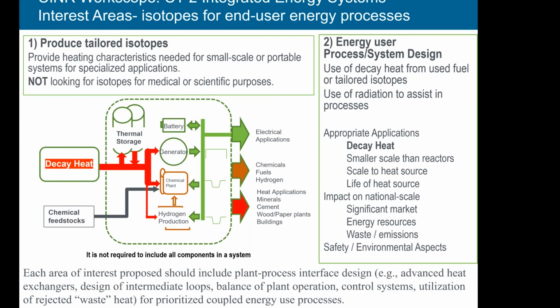And just to add to that, a lot of the work that we do in the program looks at utilization of high temperature, high quality heat from a reactor. What we don't have so much focus on is utilization of these other heat sources, whether that be decay heat from used fuel or waste heat from power conversion processes. And matching to those sources is critical to this system, as well as with the radiation assisted processes.